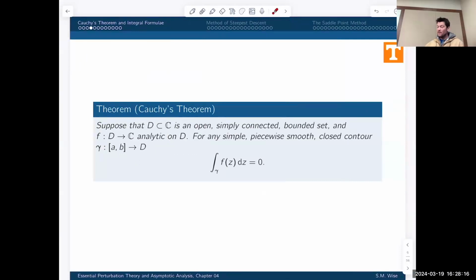Now, here's the more general statement of Cauchy's theorem, and you can see that I'm going to state this one without that assumption that the contour is oriented in the counterclockwise direction. Suppose that D is an open, simply connected, bounded set, and f is analytic on D. For any simple, piecewise smooth, closed contour gamma, the integral over gamma of f dz is just equal to 0. Now, we've left off a couple of assumptions that it turns out you don't actually need. We don't need f prime to be continuous. We don't need that.